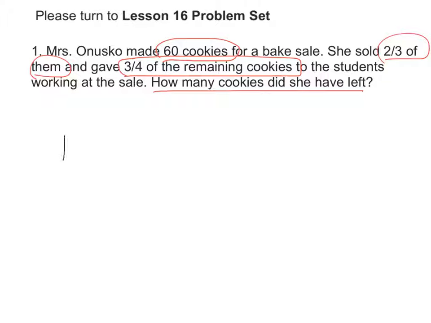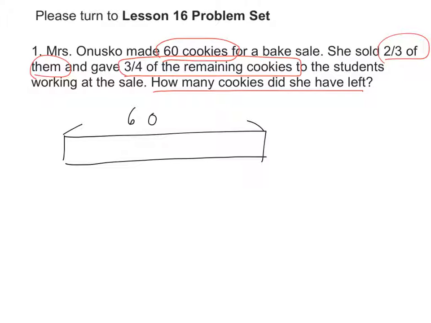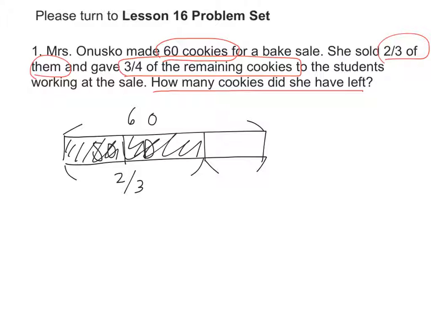Okay, so first we'll draw one piece of tape that represents all of the cookies she had, which was 60 cookies. Now, how many did she sell? 2/3. So she sold 2/3. We need to divide that 60 into how many equal sections? 3. And then we'll shade in 2/3 of them, and we'll label that 2/3. That's how much she sold, right? Okay.